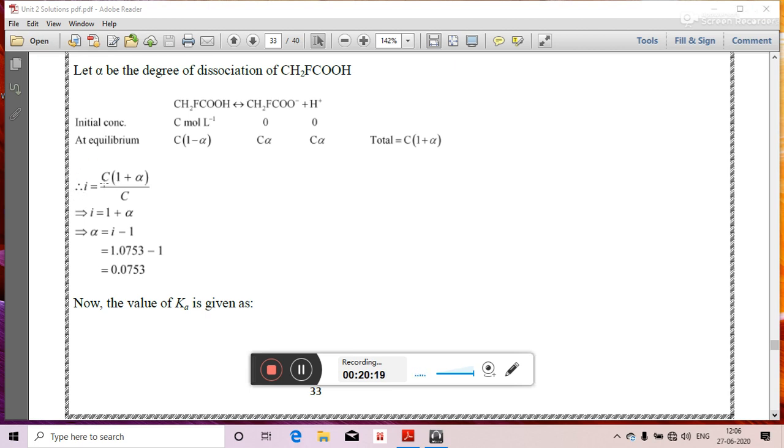So i is equal to total concentration after equilibrium, that is C into 1 plus alpha, upon total concentration before equilibrium, that is C. So C will be cancelled, so i is equal to 1 plus alpha. So alpha is equal to i minus 1. Just now we have found i, that is equal to 1.0753, minus 1, so that is equal to 0.0753.